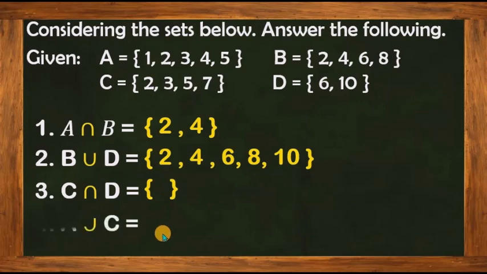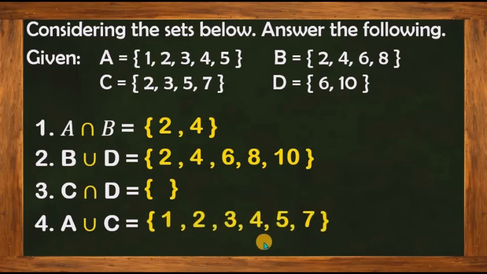And the last one, let's try the union of set A and set C. Here we go. For union, we're just going to put this together, and remember that you are not going to write the elements twice if they are common. So what's the answer? That's great. That is 1, 2, 3, 4, 5, and 7. I hope you are following our discussion.